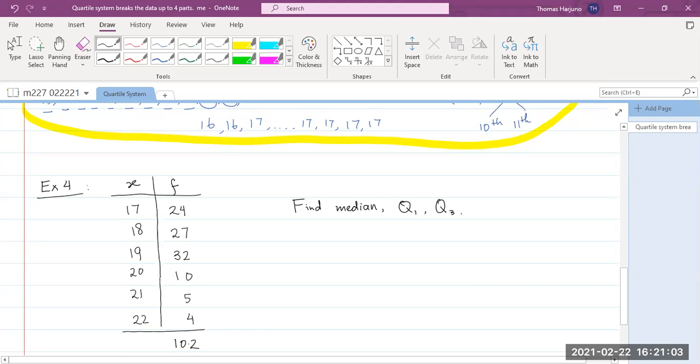Okay, let me give you 3 or 4 minutes for example 4. We want to find the median. Let's see where's the position first. The median. There are 102 data, 102 plus 1 divided by 2. That will give us 51.5. So I need to look for data number 51st and data number 52nd.